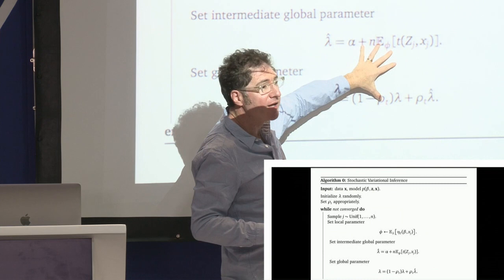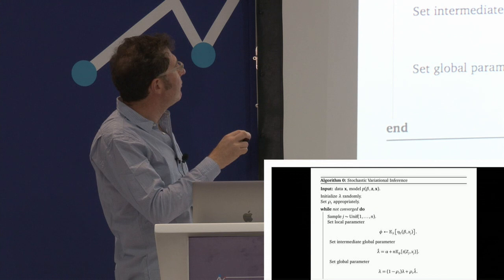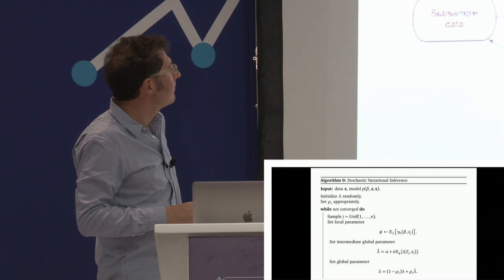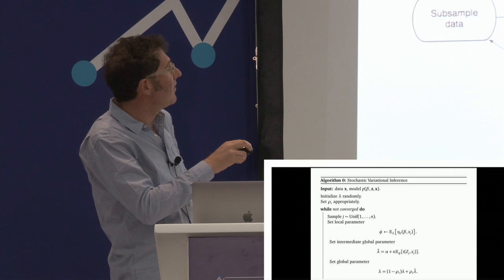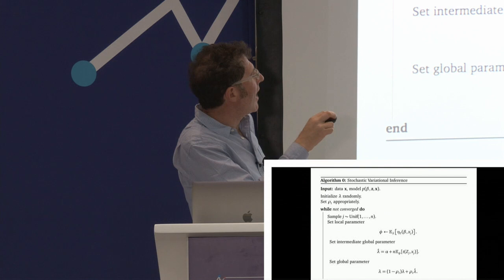If you stare at this algorithm, you can see a couple of things different from the coordinate update algorithm. Mainly, rather than doing something for every data point in this step, we only need to do something for one data point, and yet we then immediately make progress in the global variational parameter. So this has that structure: subsample the data, understand how that subsample reflects the global hidden structure, update the global hidden structure, and repeat.